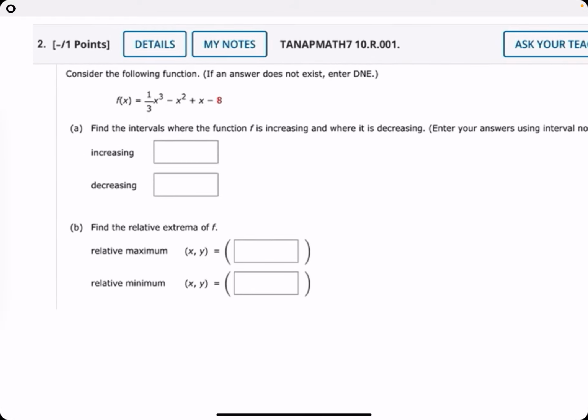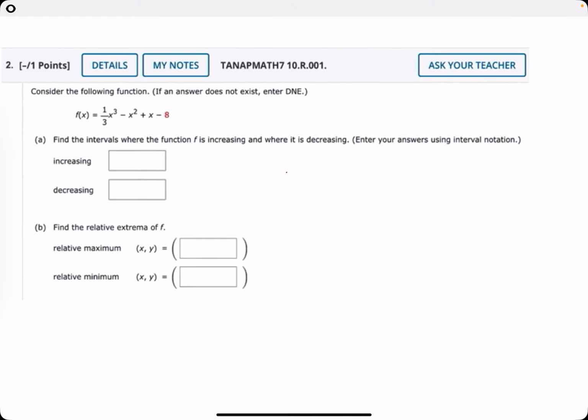Consider this function, f of x. Find the intervals where it's increasing and decreasing and the relative max and min. So the process for this is always to start by finding f prime. The goal, ultimately, is to find where f prime is positive, because that'll tell us where f is increasing, and where f prime is negative will tell us where f is decreasing.